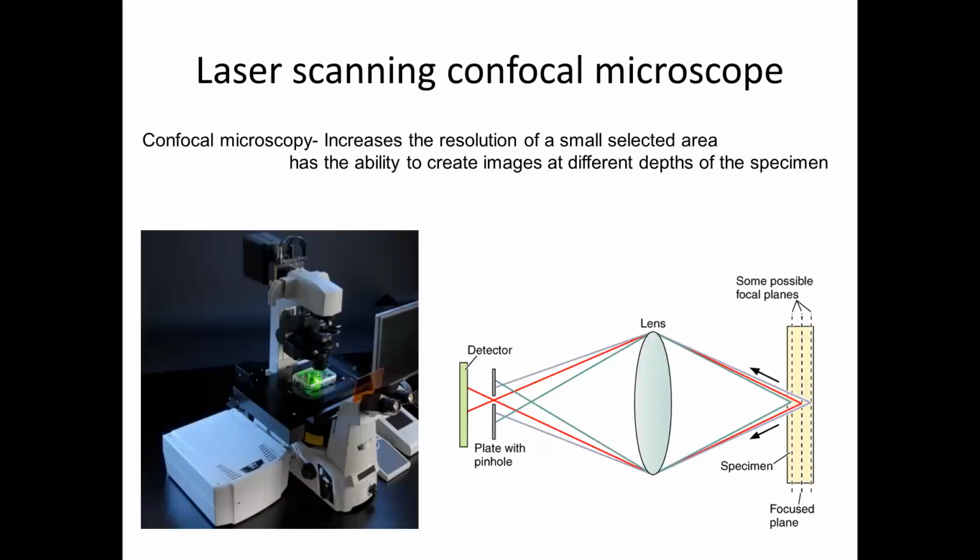Then there's a special type of microscope called the laser scanning confocal microscope, which is used to increase the resolution of a small selected area. It has the ability to create images at different depths of a specimen. This is a highly specialized microscope which is used for research. Now there may be many other types of microscopes, but these are the commonly used ones that you need to know a little bit about.